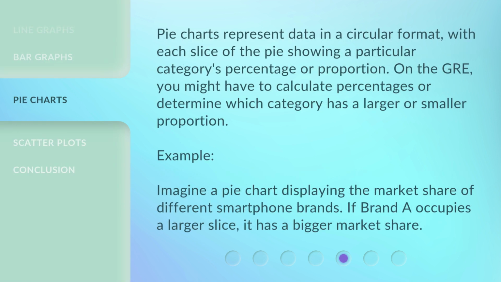Pie charts represent data in a circular format, with each slice of the pie showing a particular category's percentage or proportion. On the GRE, you might have to calculate percentages or determine which category has a larger or smaller proportion. Example: imagine a pie chart displaying the market share of different smartphone brands. If brand A occupies a larger slice, it has a bigger market share.